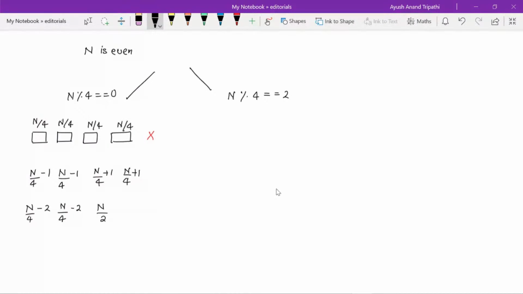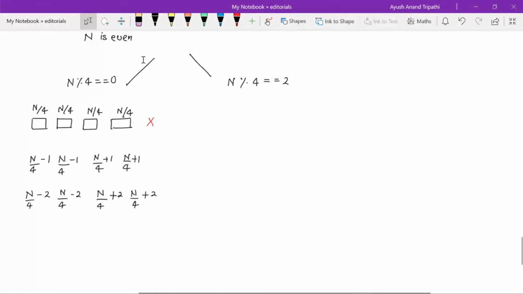So basically now I'm trying to find how many possible divisions are there, how many ways to divide this. And see, currently I'm not considering the permutation. We'll consider the permutation a little later on, but let's only focus on how many unique partitions are possible. So n by 4 plus 2, n by 4 plus 2, right? And so on. Then n by 4 minus 3, n by 4 minus 3, n by 4 plus 3, n by 4 plus 3, right?